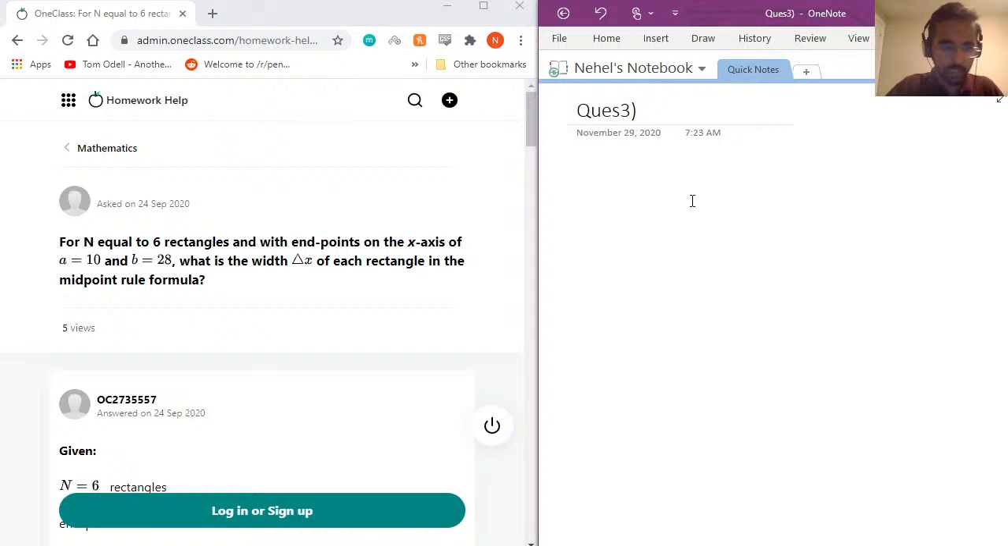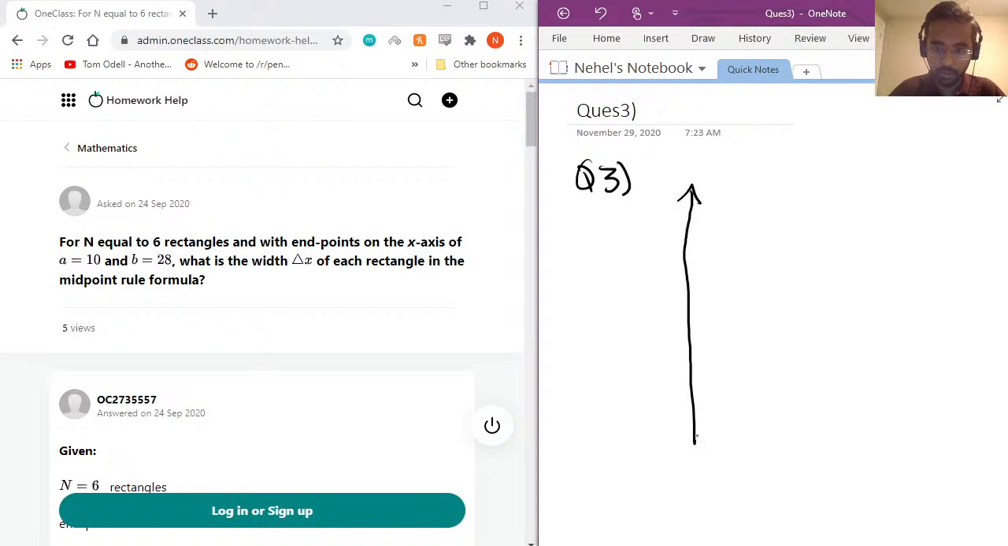For n equal to 6 rectangles with endpoints on the x-axis of a equal to 10 and b equal to 26, what is the width delta x for each rectangle? Okay, using the midpoint rule. So for question 3, we are given that we have 6 rectangles and they start from a equal to 10 to b equal to 26.